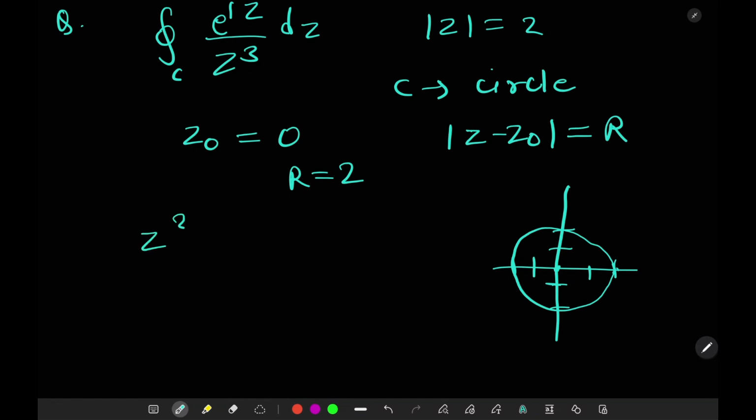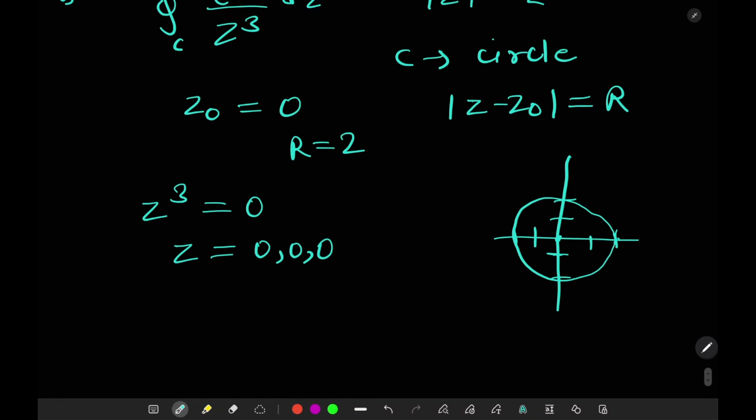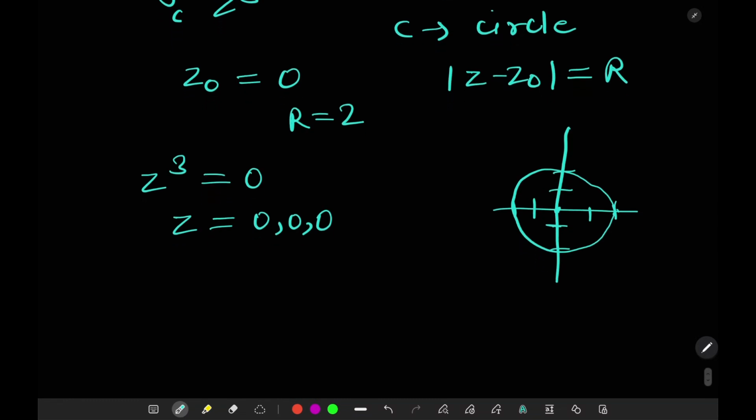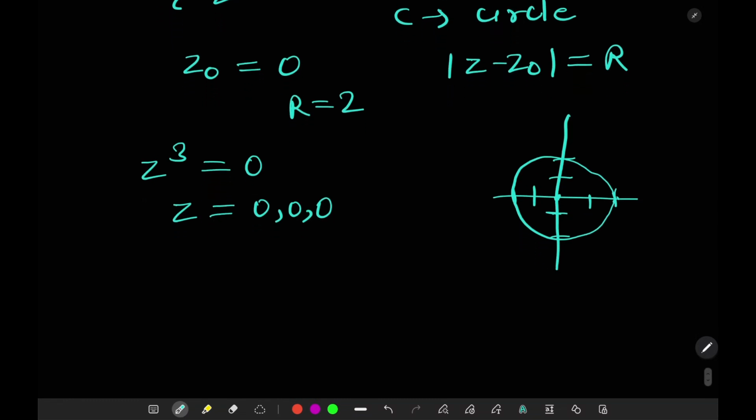And here you can see z to the power 3 is equal to 0. If we put here, z is equal to 0, 0, 0. So the pole is 0 and the order of the pole is 3. If the order of the pole is more than 1, then we use this identity.